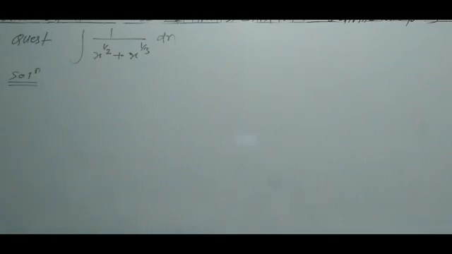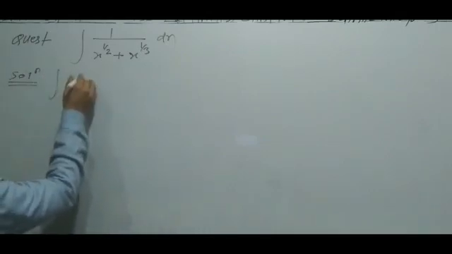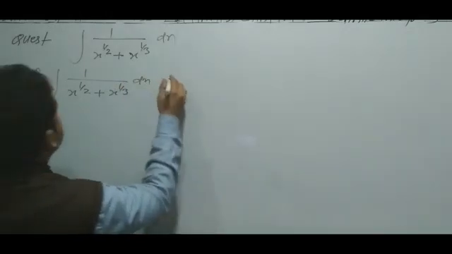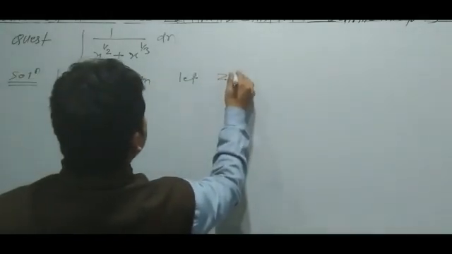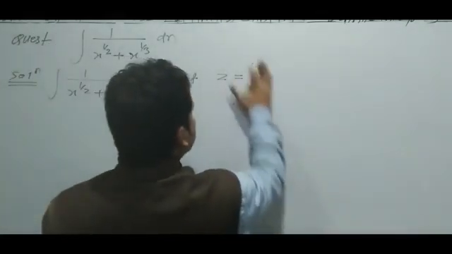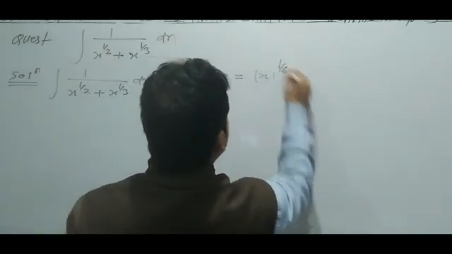So in this question, what we have to consider? In this question, suppose you are going to consider x to the power 1 by 6 is equal to z. So given 1 upon x to the power 1 by 2 plus x to the power 1 by 3 dx, let z is equal to x to the power 1 by 6.